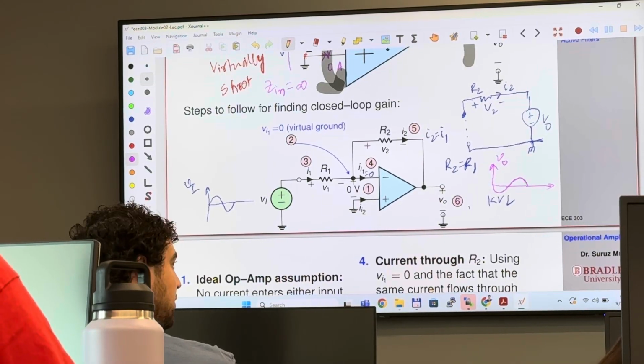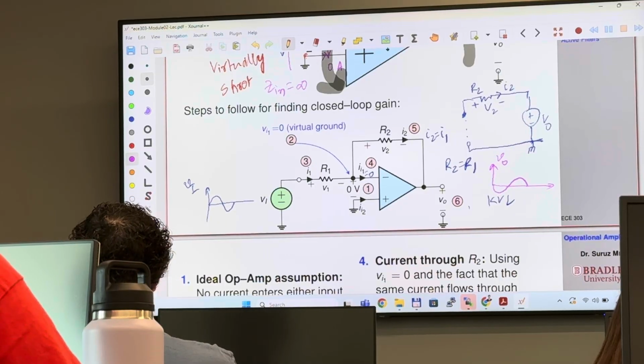So bad at drawing actually. Yeah, that's why I use computer too.